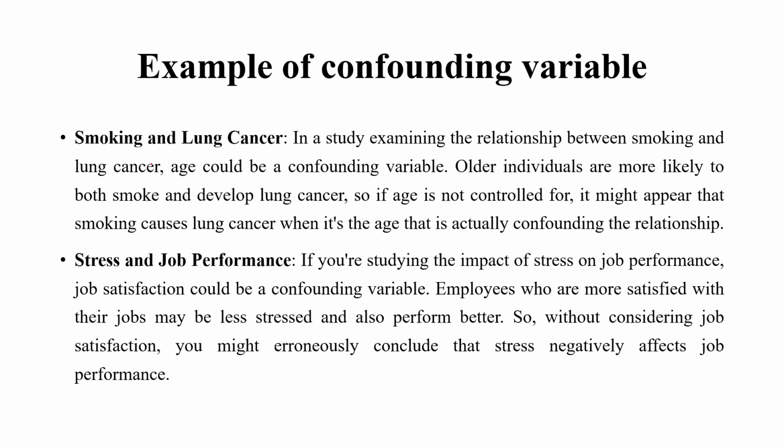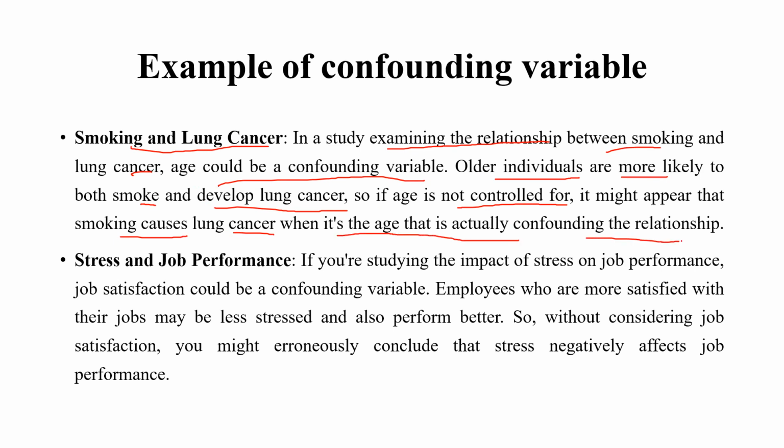Like for example, smoking and lung cancer. In a study examining the relationship between smoking and lung cancer, age could be a confounding variable. Older individuals are more likely to both smoke and develop lung cancer. So if age is not controlled for, it might appear that smoking causes lung cancer when it's the age that is actually confounding the relationship.